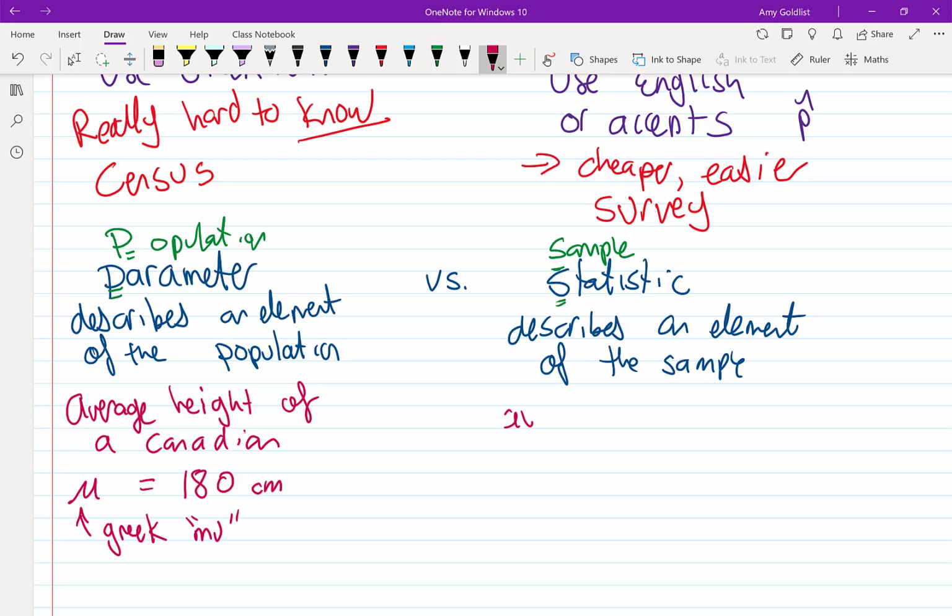But the average height in my sample is going to be, let's say, a little bit different. We call that X with a bar, an English letter with a bar on top, and it's going to be actually 175 centimeters. Close, but not exactly the same. I'm going to call that X bar.